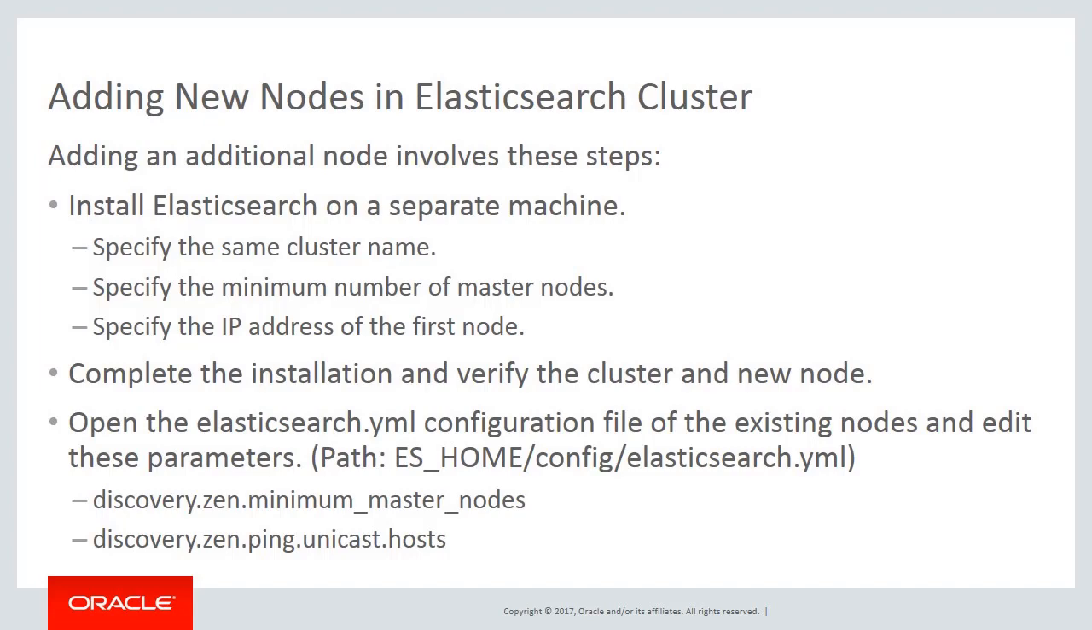The first step is to install Elasticsearch on a separate machine using the Elasticsearch DPK. During installation, provide the following. For the cluster name, specify the name of the existing Elasticsearch cluster. You need to enter this value so that the new node will join the cluster. Specify the minimum number of master nodes. Follow the instructions on entering number of nodes as described earlier in the presentation.